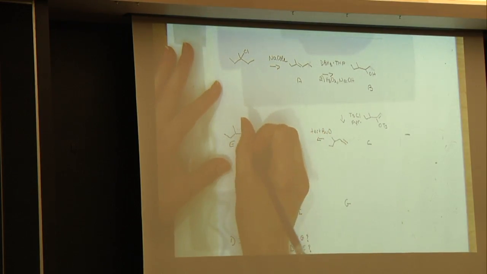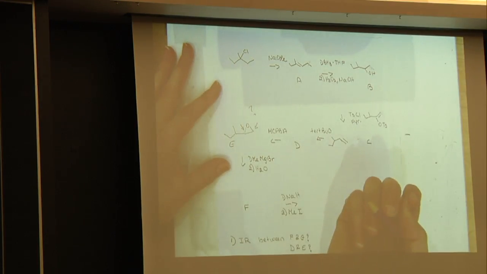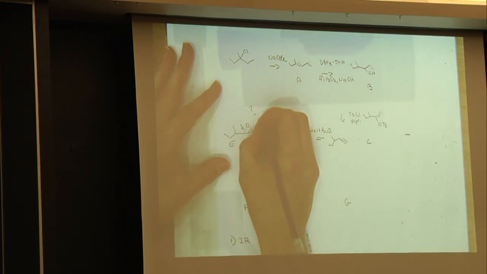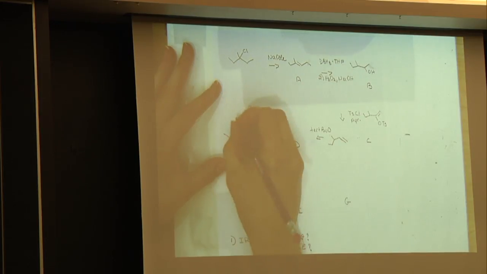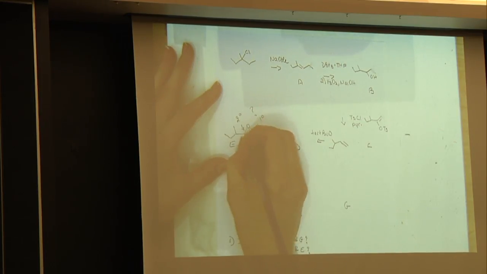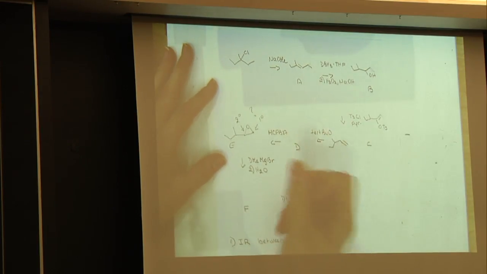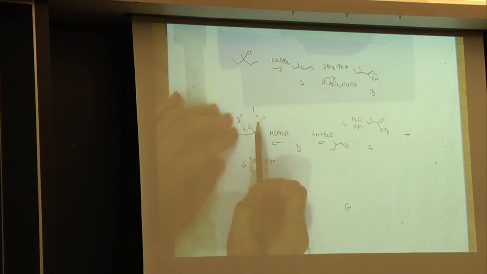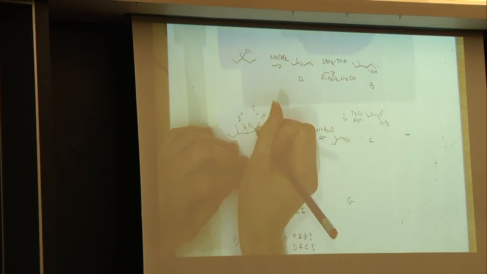Is it going to open the ring on this side or that side? So here we have a carbon that's a primary, right? Because it's only connected to one other carbon. And this one's a secondary, right? Because it's connected to 2 other carbons. So in a ring opening reaction, when we have primary versus secondary, the Grignard is going to favor the primary.